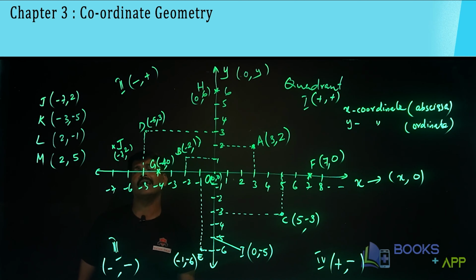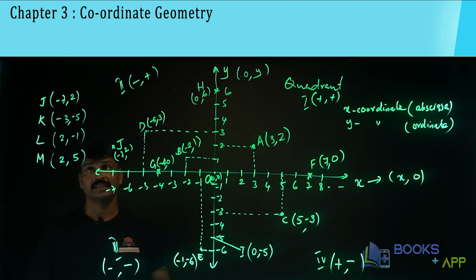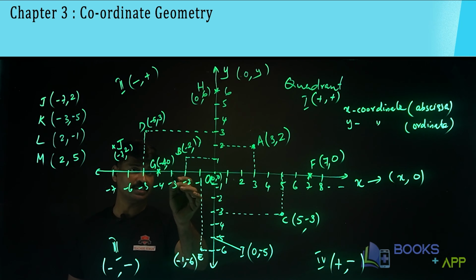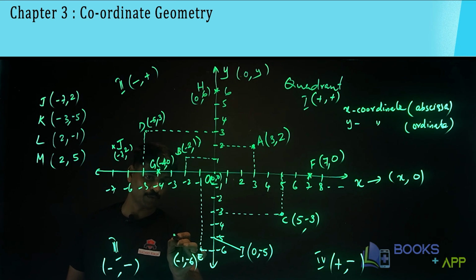Now where is the point K? Minus 3, minus 5. X coordinate is minus 3. Y coordinate is minus 5. So where is the point? Yes, this is the point K. Because if you draw a line, where will you reach? Yes, x coordinate is minus 3, y coordinate is minus 5. Isn't it? So this is the point K, that is, minus 3, minus 5.